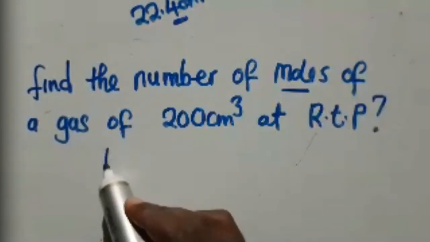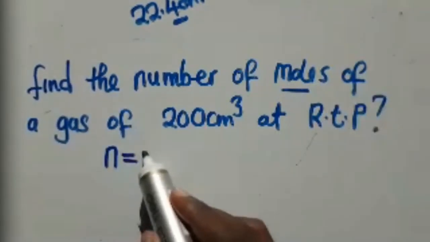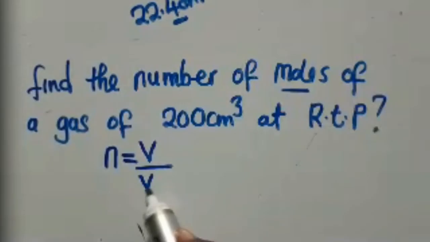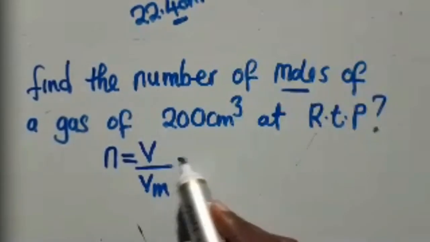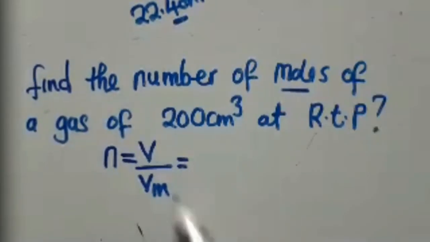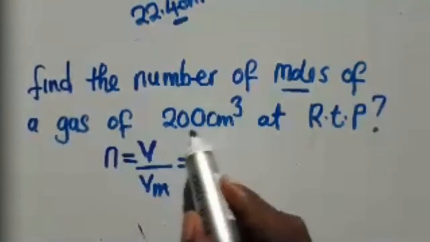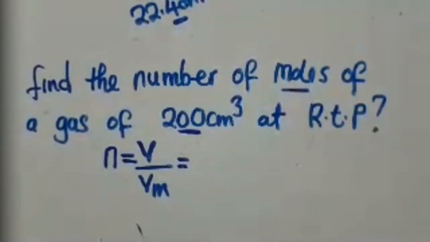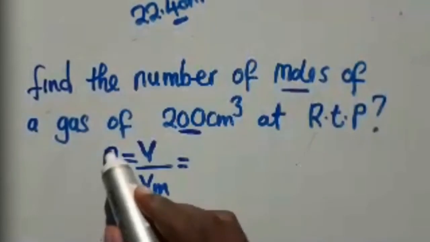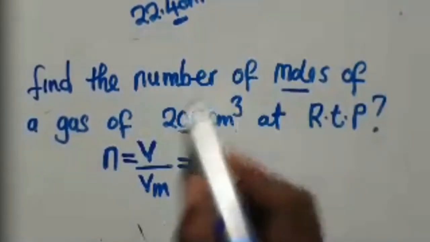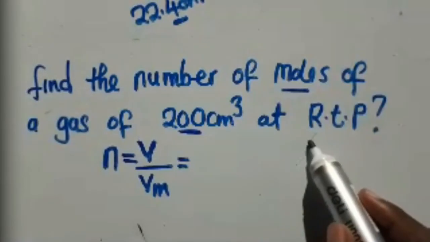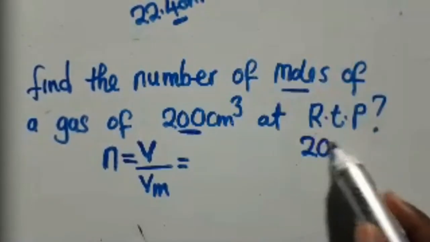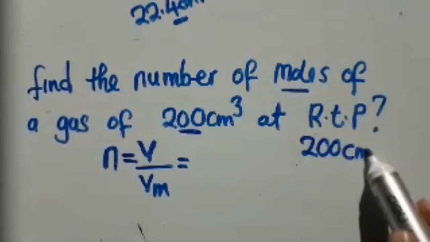You know that number of moles is equal to volume over molar volume. What is the volume? The volume is this one. Have you seen? This is the volume. So for you to calculate the number of moles, the volume is in centimeters cubed. So that is 200 centimeters cubed.